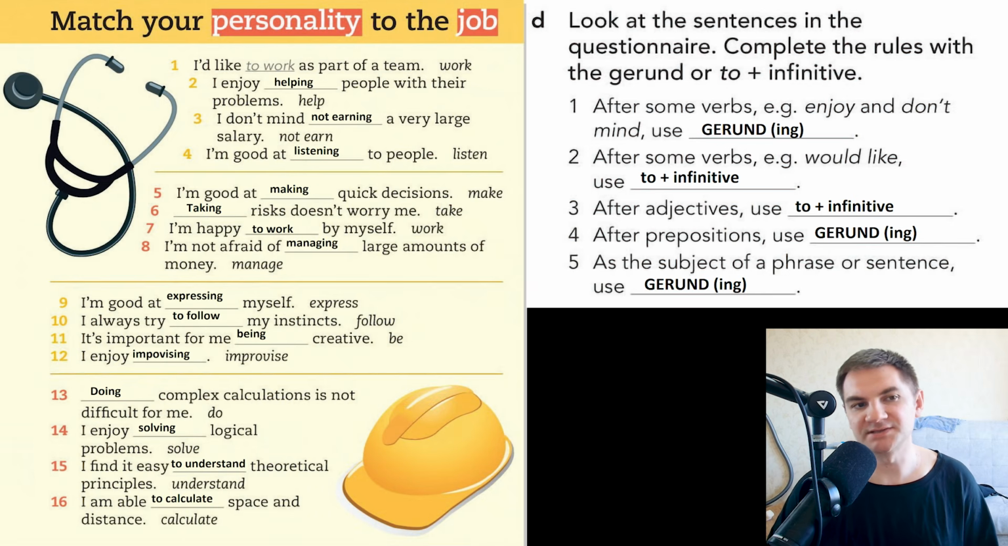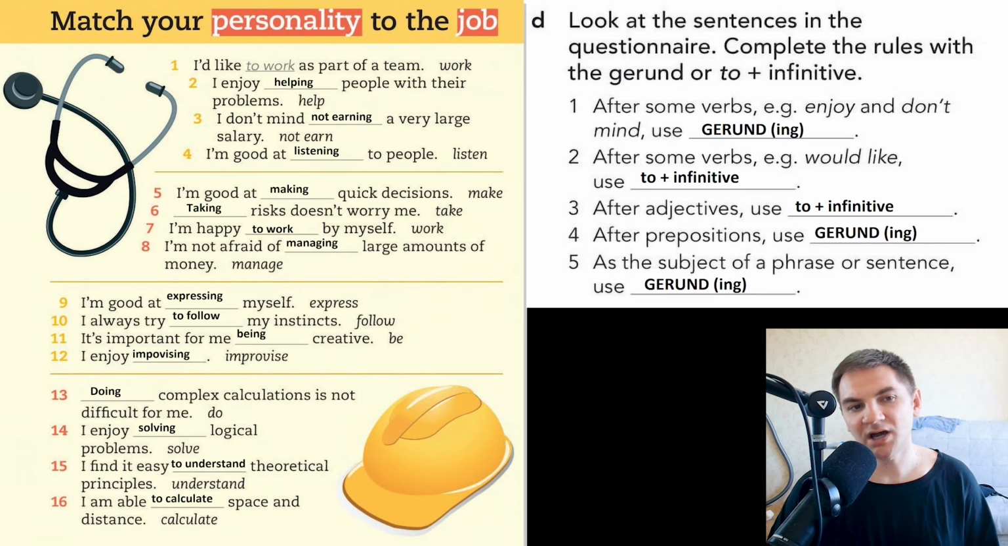Let's check your answers. 1. After some verbs, for example enjoy and don't mind, use the gerund. Simple verbs like enjoy, mind, like, hate and love are followed directly by an ing form, or the gerund. It's a simple rule to remember. For example, you say I enjoy helping and not I enjoy to help.